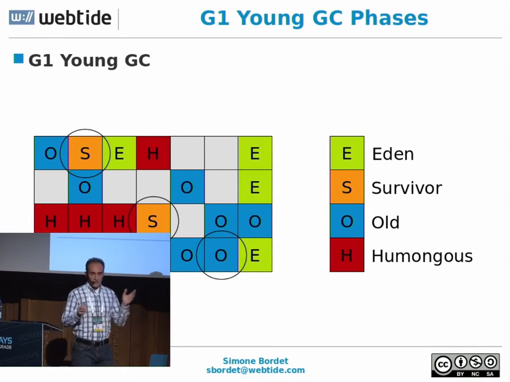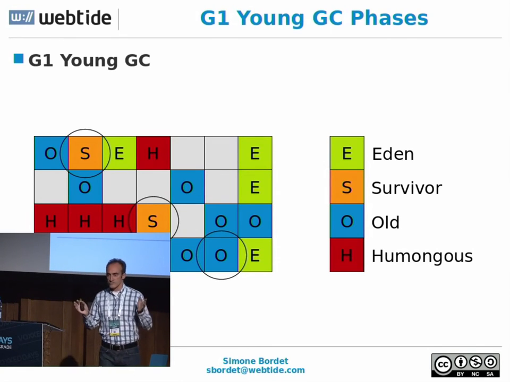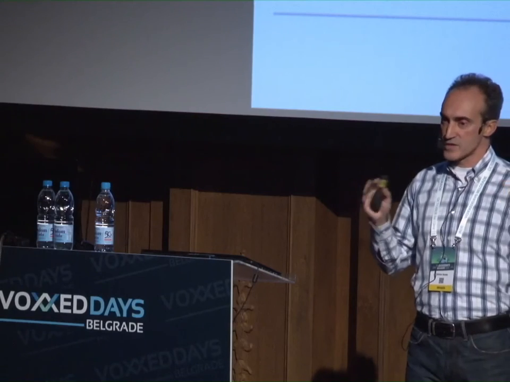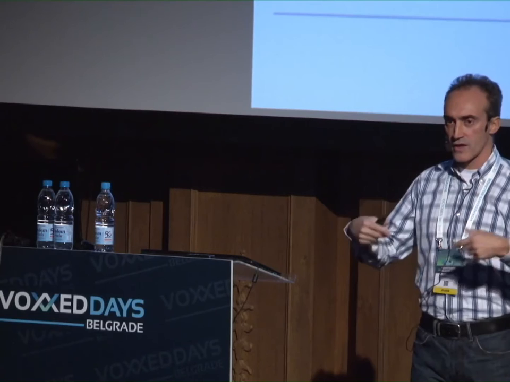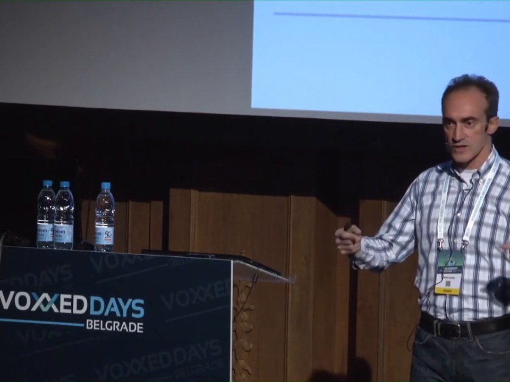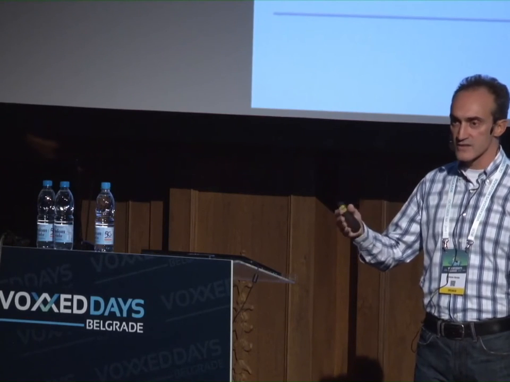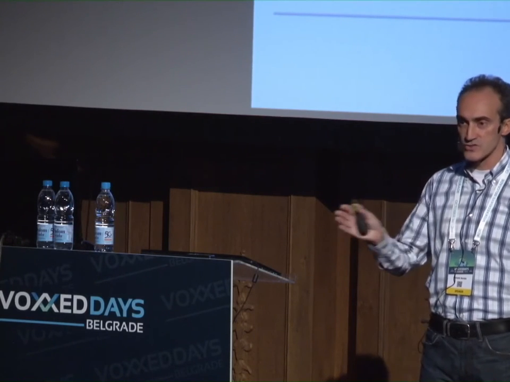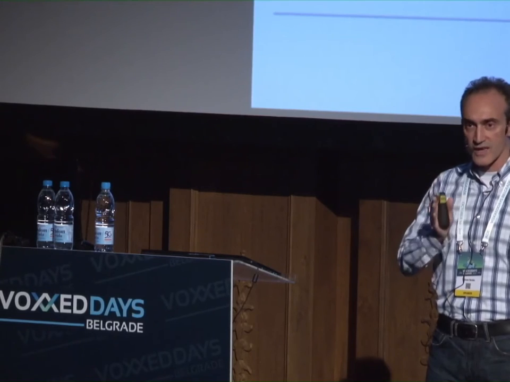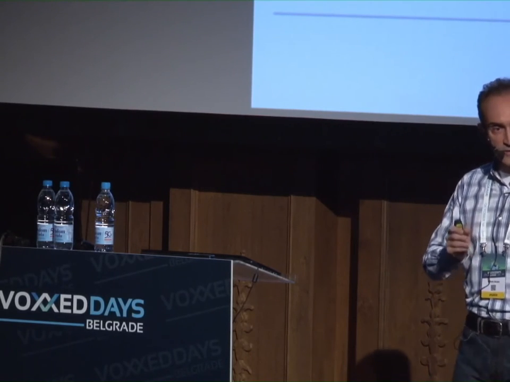All right, so clear so far? It is really important. The most important thing here, apart from the details of how it works, is that while G1 is working, it is keeping track of the times, and because it's keeping track of the times, it can make decisions about how many regions it has to use in order to stay within the limit that you gave it. That's the most important thing.